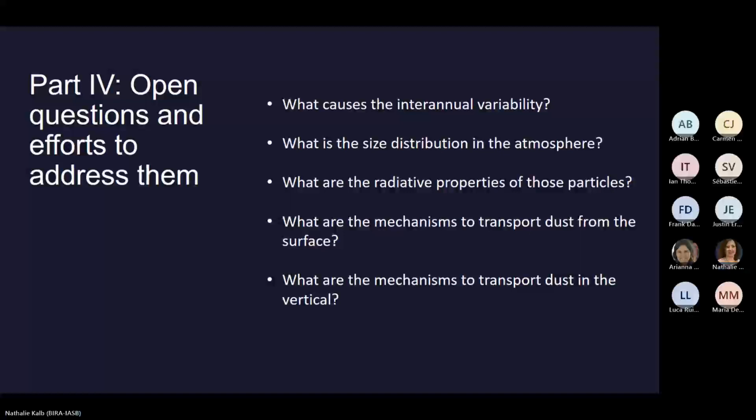Interannual variability, nobody's got that right yet. One of the interesting things I think to talk about is the size distribution of particles of dust in the atmosphere. Again, talking about the radiative properties, are we getting them right? What kind of shapes are they? The lifting from the surface, is what we do good enough? Or should we be putting in more advanced information? And the problem of the vertical profile.